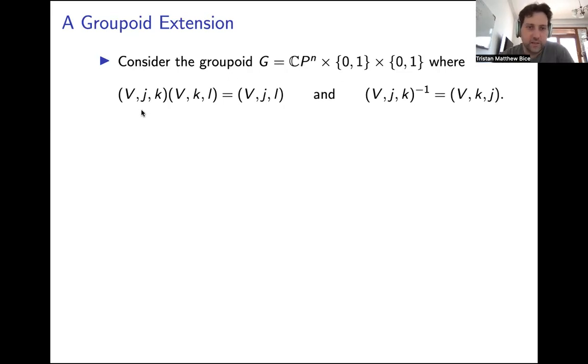Okay. So more explicitly, this is given like so, right? This is just the standard way of forming a groupoid from a Cartesian product of two other groupoids, right? And the inverse again, so V inverse leaves V unchanged, but it just switches the order of J and K, where J and K are just within 0, 1.